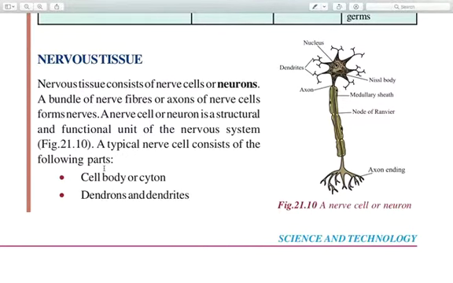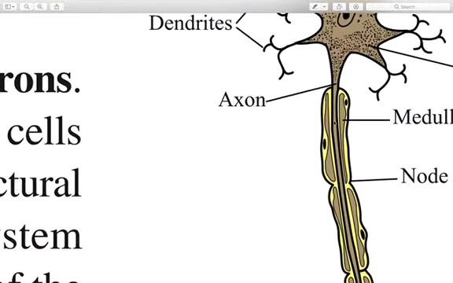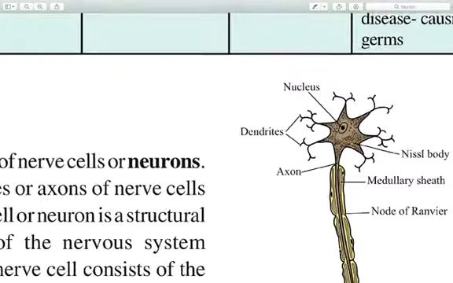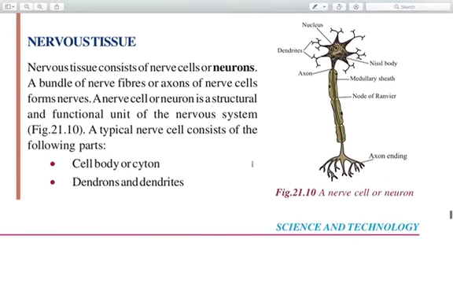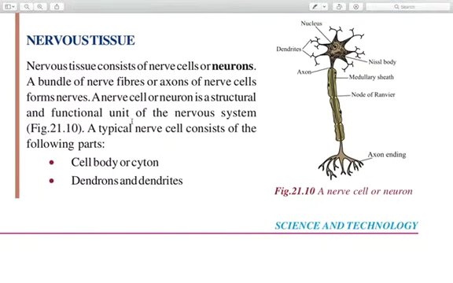A bundle of nerve fibers or axons of nerve cells forms nerves. So we have the nerve fibers and you have axons. Here inside you see this, right? This is what is called axons. That is what is called nerve fibers. And a bundle of these forms nerves. A nerve cell or neuron, as I told, is a structural and functional unit of the nervous system. In our body we have the nervous system, and this is the main structure. This nerve cell is the fundamental unit.